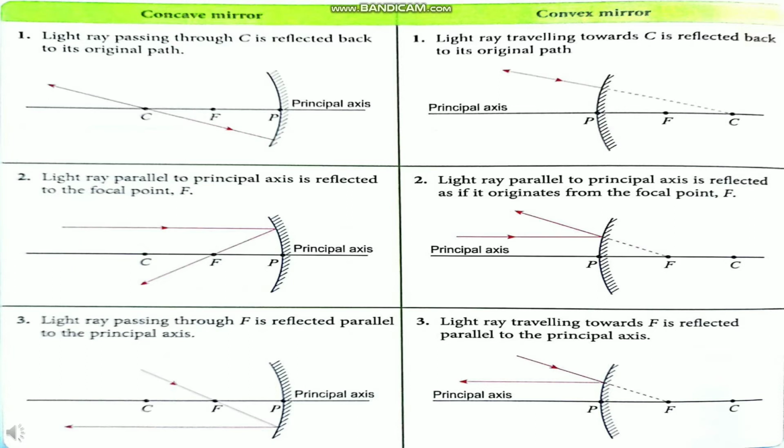Next is the convex mirror. Light ray traveling towards C is reflected back along its original path. Light ray parallel to the principal axis is reflected as if it originates from the focal point F. And light ray traveling towards F is reflected parallel to the principal axis.